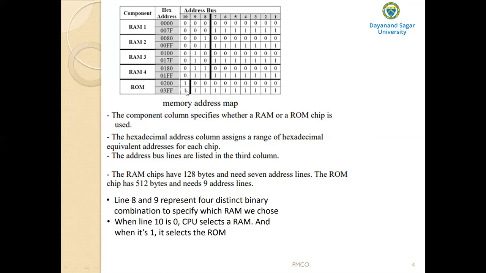And line number 10 is used to distinguish between RAM and ROM. So obviously it is 1 1. Then group 4 bits and take the hexadecimal equivalent. So it is 0 2 0 0. Starting from the right side, you group 4 bits. 0 0 0 is 0.